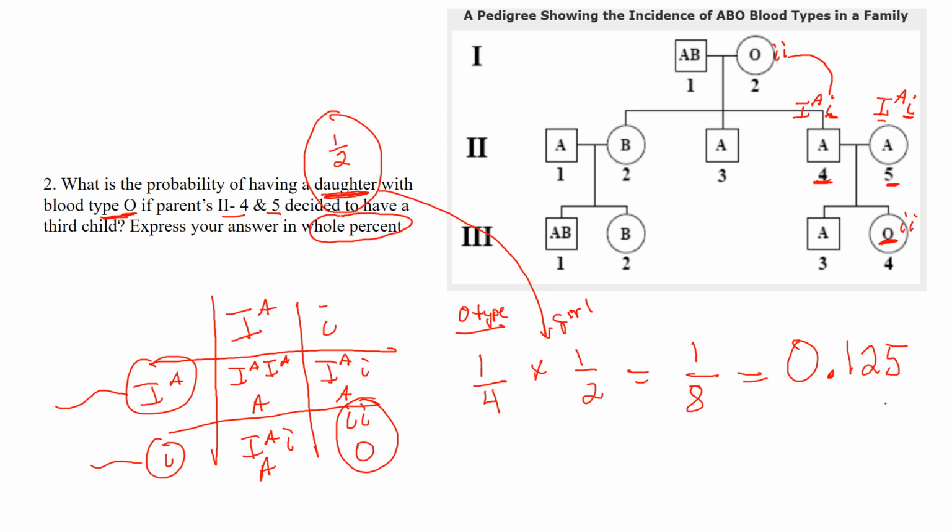0.125. If we want that in percentage, and again, we want whole percentage, we're just going to move that decimal over 2 places to the right. So that gives us 12.5%. But they want whole percent, so that's going to give us the final answer of 13%. We're going to round that up because it's 5 or higher. And that would be the answer that we would put into our bubble sheet.